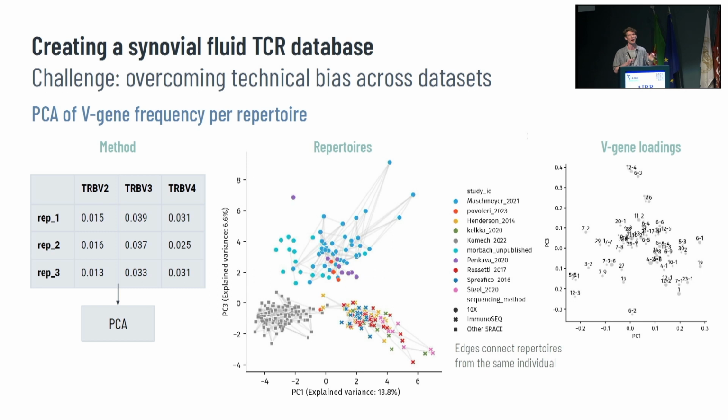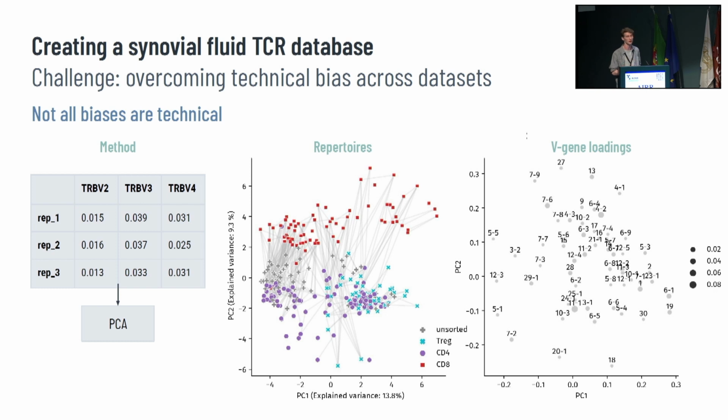I first want to highlight that even though this huge technical bias is present, it is not impossible to find meaningful biological signatures within this data. For example, if we use PC1 and PC2 instead, we see that PC2 kind of separates out all the CD8 repertoires from the different studies versus the CD4 and the Tregs that are in there, with in the middle, this gray part, the unsorted repertoires. So there are signatures that we can capture that are shared across the different data sets and that are biologically meaningful, but we have to find a way to overcome this technical bias.